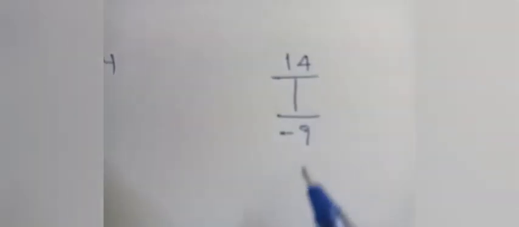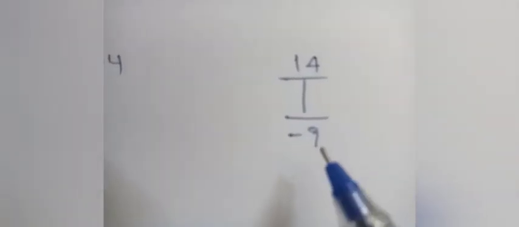We have to find two numbers such that the product of the two numbers is 14 and the sum is minus 9. Like that we have to find two numbers. That is, product of the numbers is 14, sum of the numbers is minus 9.